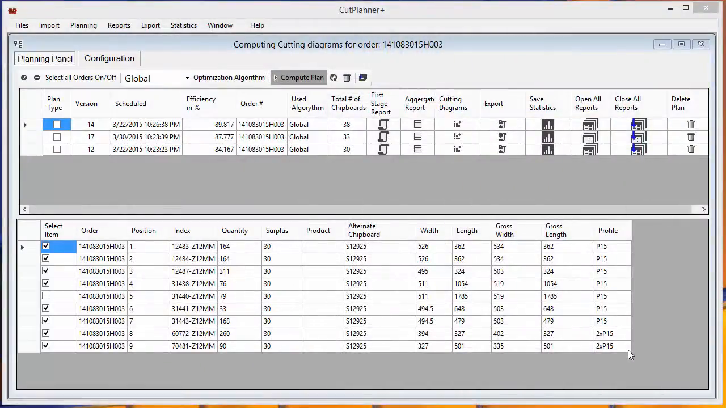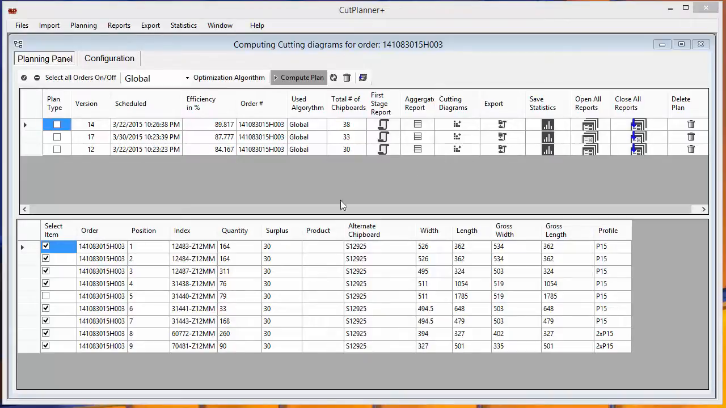Computing the production plan and cutting diagram is a fairly simple concept. The idea is that we are going to find the most efficient cutting diagrams for available chipboards. One of the key ways of doing that is to analyze hundreds of thousands of good plans and choose the best one. Let's take a look at the planning dashboard.